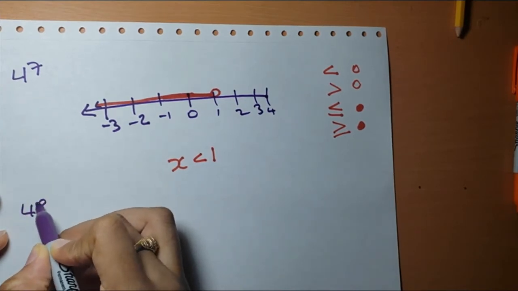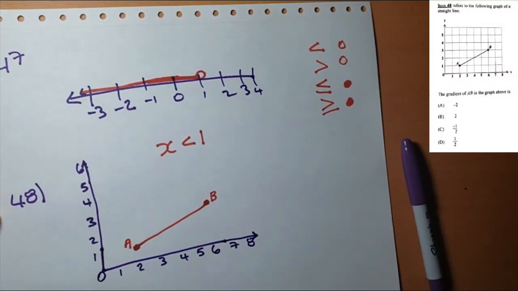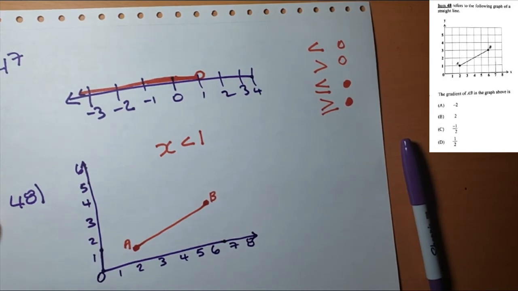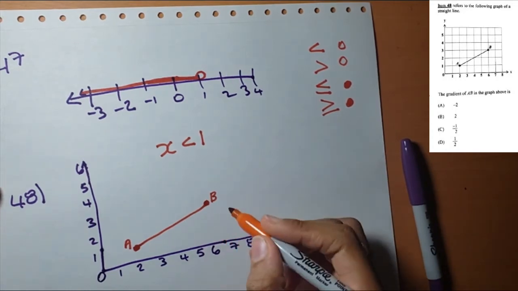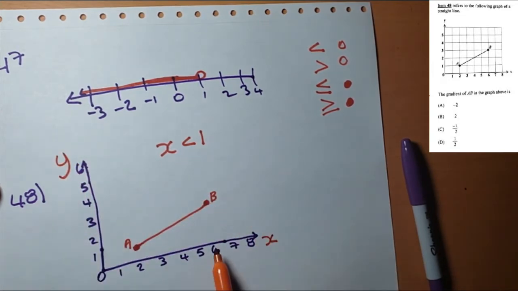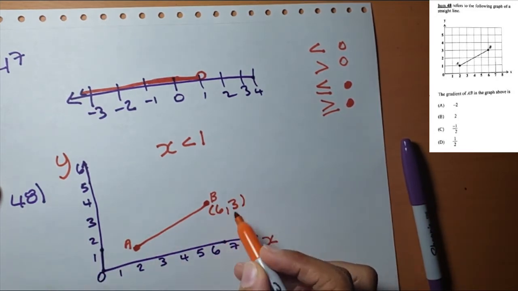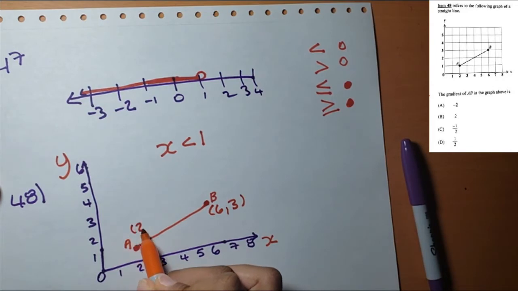Okay, so number 48. The gradient AB of the graph above. So for number 48, we are given a graph of a straight line and we're asked to find the gradient. How do we find the gradient of this line? So our gradient is the slope. How do we find the slope of this line? Now, how we do this is we're going to take the coordinates of each point. So this is the y-axis and this is the x-axis. So B is 6, 3, and A is 2, 1.